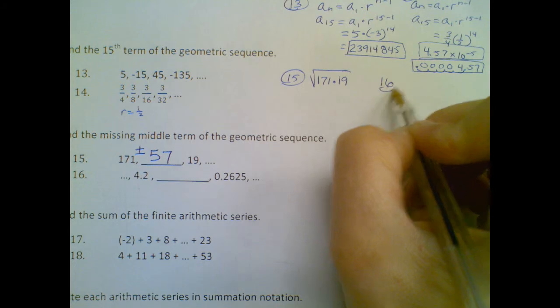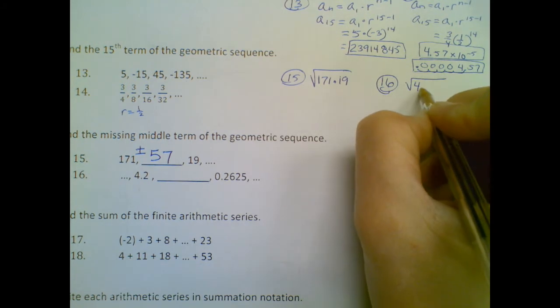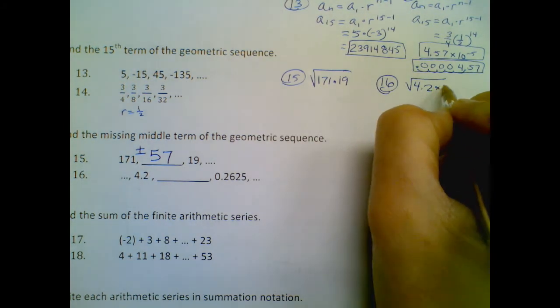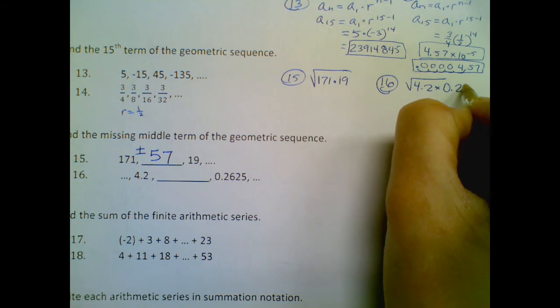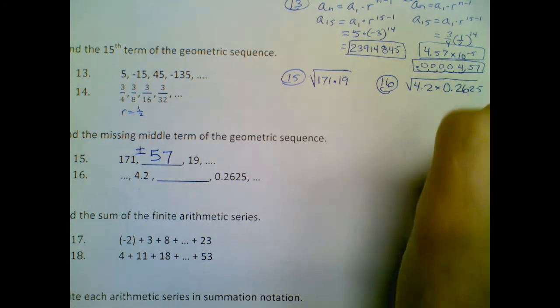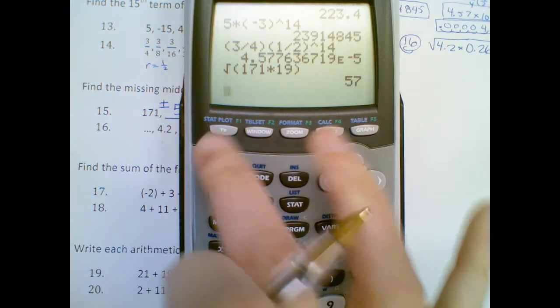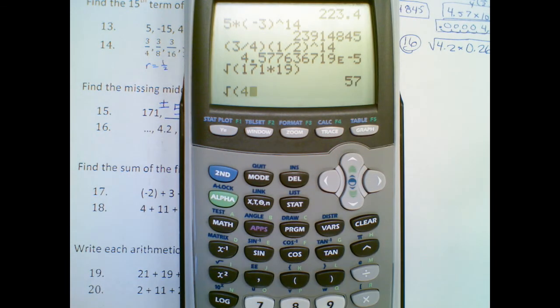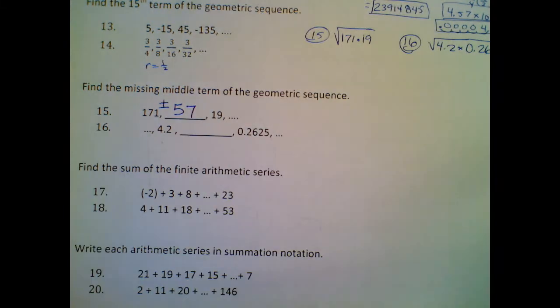And then for number 16, we're going to do the same thing, 4.2 times our 0.2625. We get 1.05.